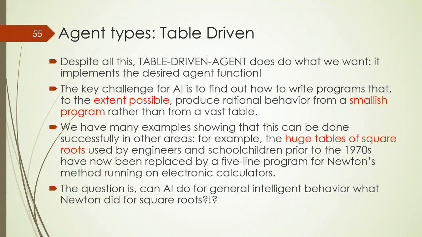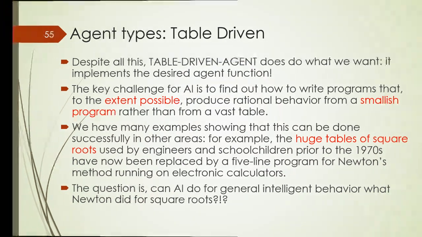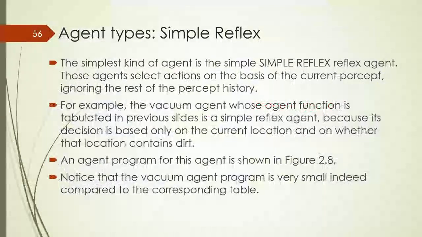So the question is, can AI do for general intelligent behavior what Newton did for the square root table? Okie dokie, so it's not going to work with that. So let's move to another one.